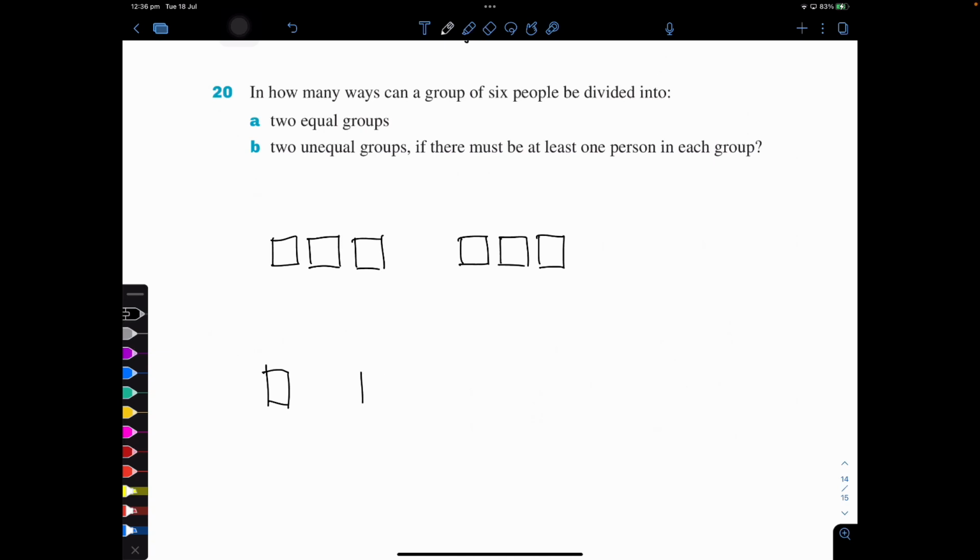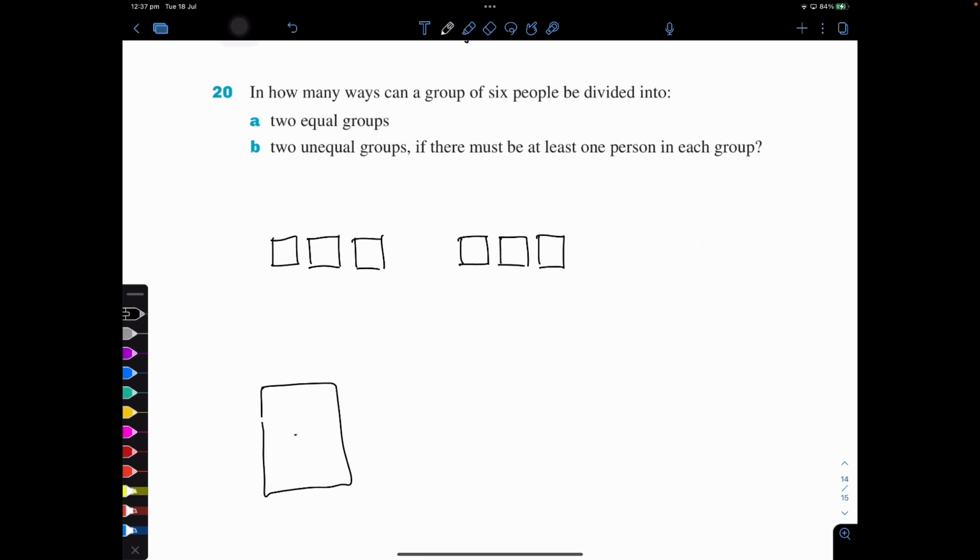I'm gonna get it. What about for part B though? What about 2 unequal groups? So let's talk through it logically, right? We've got 6 people. We want to choose them for 2 groups, right? How many people would be in the first group?